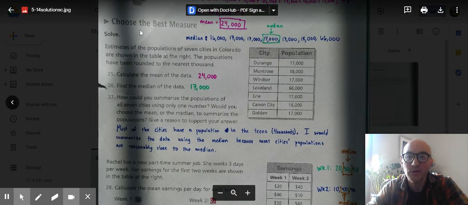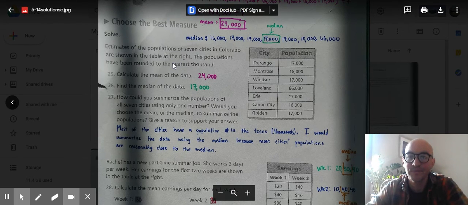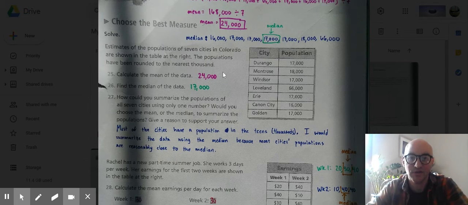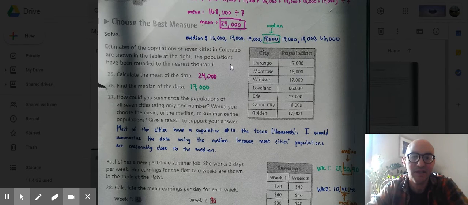Okay, so we're going to choose the best measure. Let's read our instructions and our background info here. It says estimates of the populations of 7 cities in Colorado are shown in the table at the right here. Populations have been rounded to the nearest 1,000. Okay, nice, makes sense. So problem 25 says calculate the mean of the data.